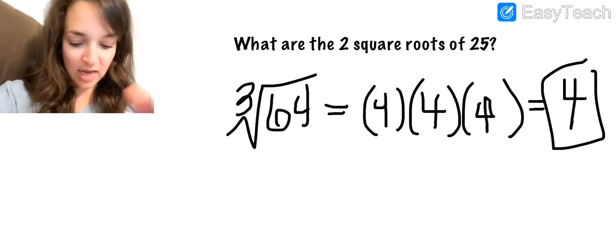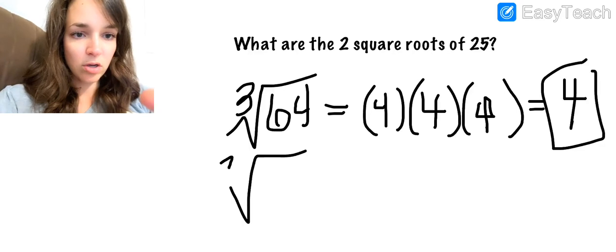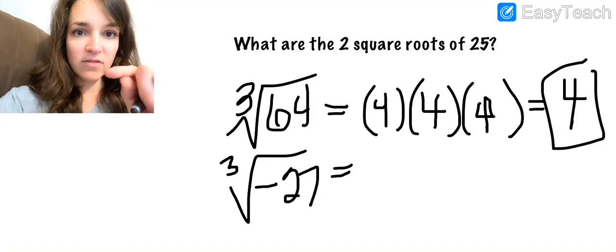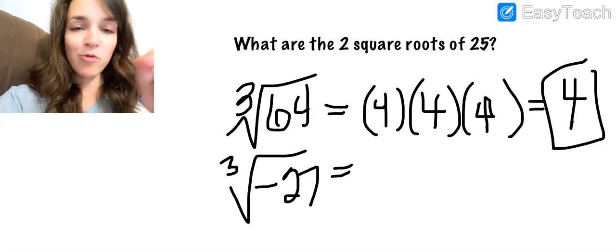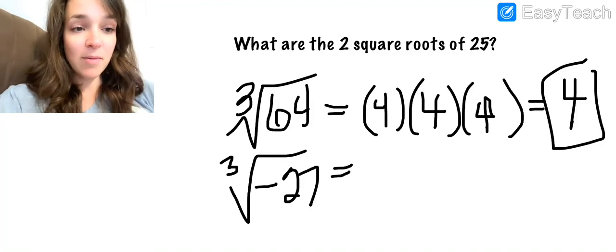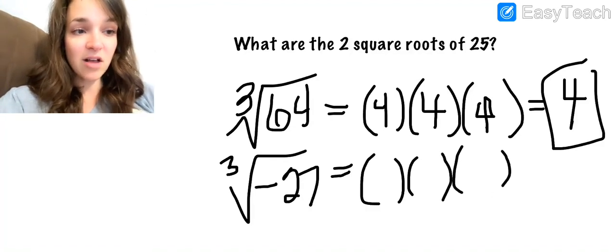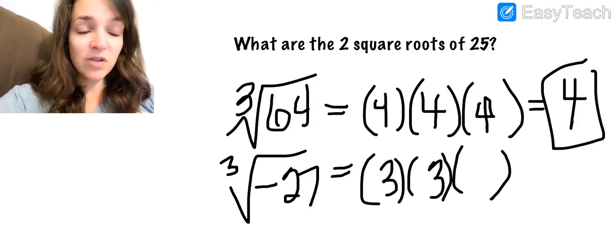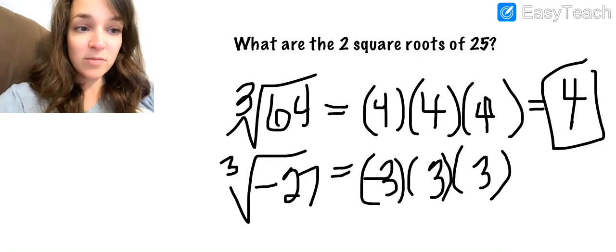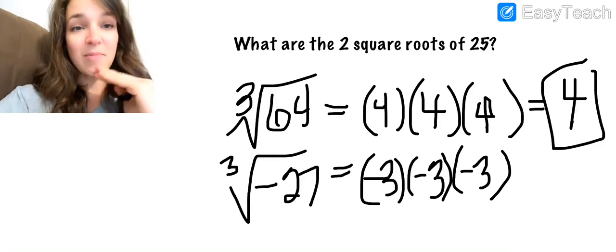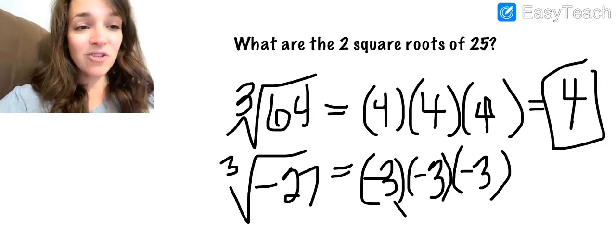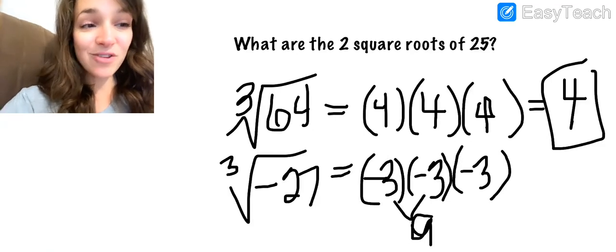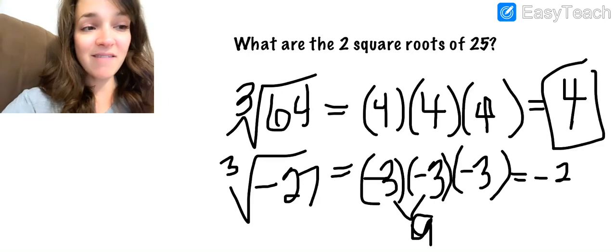Okay, what if I said find the cube root of negative 27? Well, so far we've said that positives or negatives could work when we're talking about a square root. But if we're talking about a cube root, remember, we're talking about what times itself times itself gives us a negative 27. Well, I know 3 times 3 times 3 gives me a positive 27, and they all have to be the same. So they either all have to be positive or they all have to be negative. If I make them all negative, then negative 3 times negative 3 equals positive 9. Positive 9 times negative 3 is going to equal negative 27.